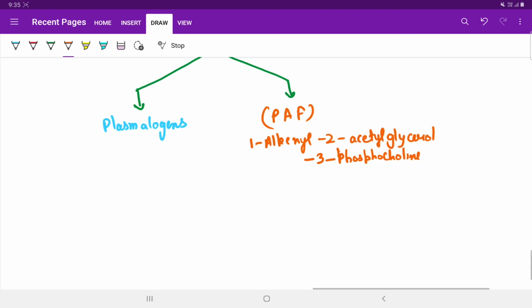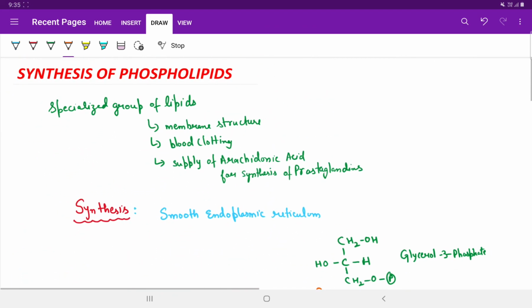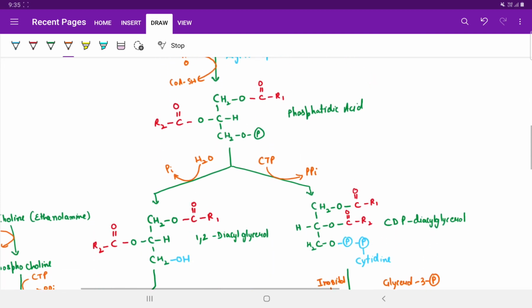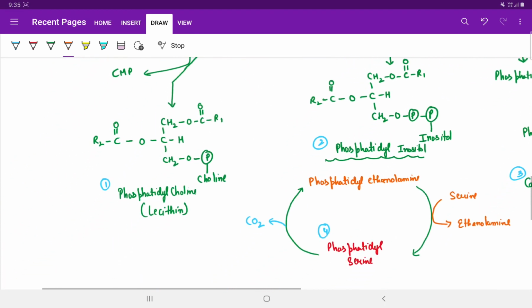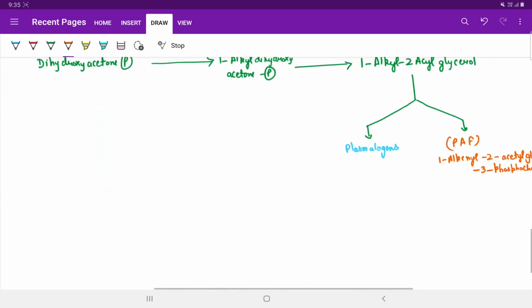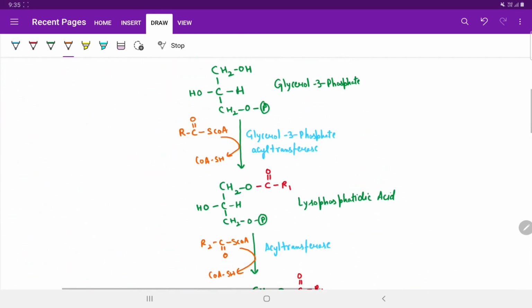So students, this was all regarding the synthesis of phospholipids. Now you are familiar with the different types of phospholipids that are formed, which are phosphatidylcholine, phosphatidylinositol, phosphatidylserine and cardiolipin. Another important phospholipid is plasmalogens. I hope the synthesis of phospholipids is clear to you now.